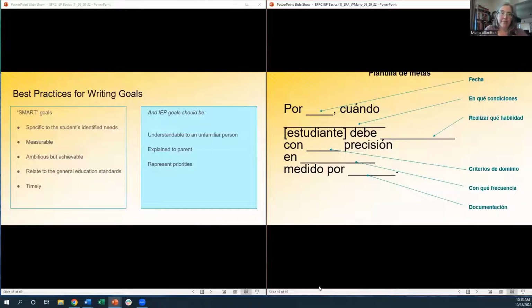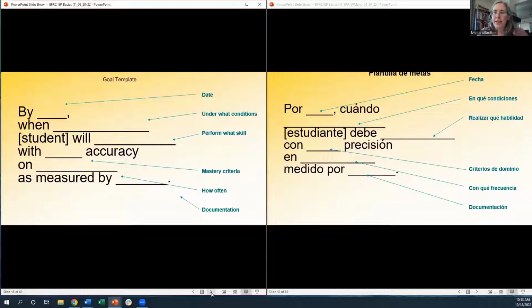Next slide. So this is just a basic template. Again, this will be in your PowerPoint, and you can write goals. You can do it. Basically, it is literally just, what do I want to see? What positive skill? And then defining it. How often? Under what conditions? Under what conditions just means, like, when given access to this.